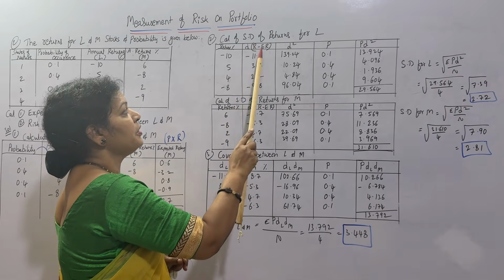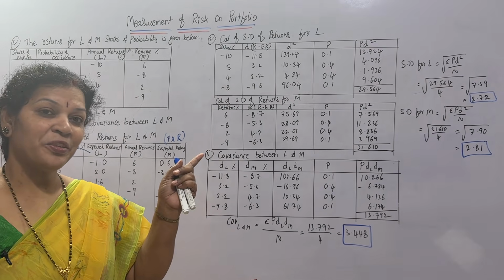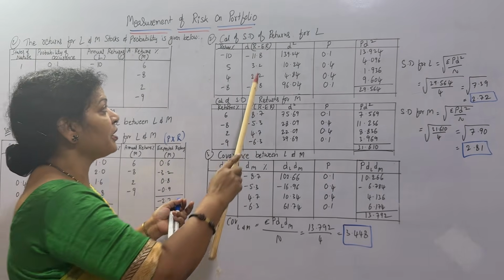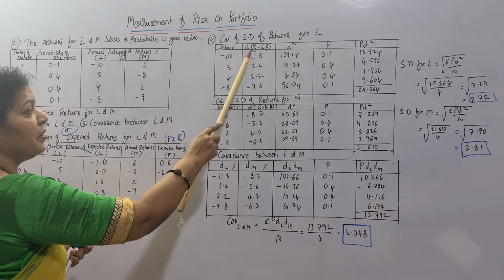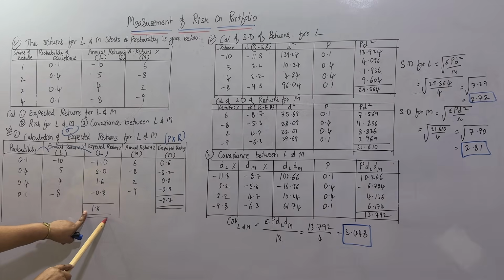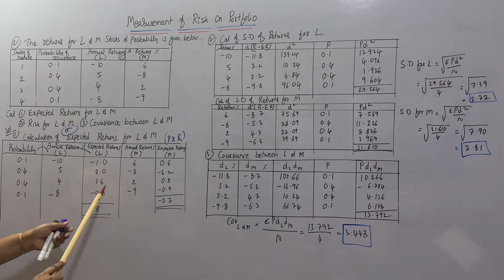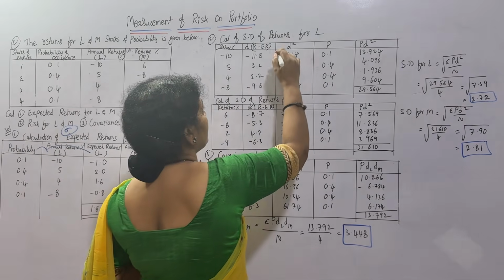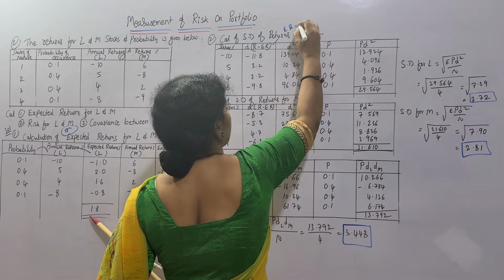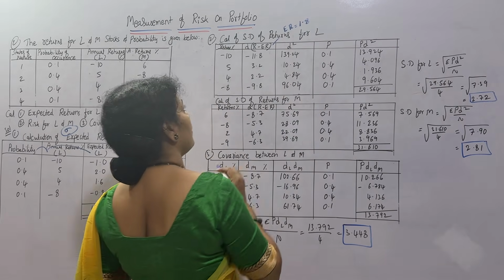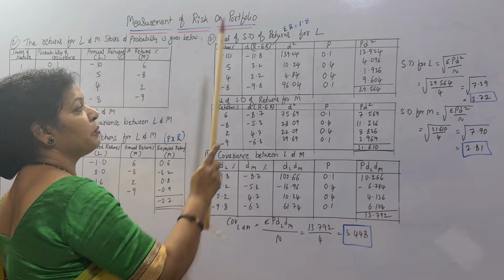D means returns minus expected returns. In the previous problem, we took average returns. Here average returns are not there, but expected returns are there. Returns are this one. Expected return is how much? 1.8 for L. For L, expected return is 1.8. I'll write here: expected return, we got already, 1.8. Now how do you get D? Minus 10 minus 1.8.